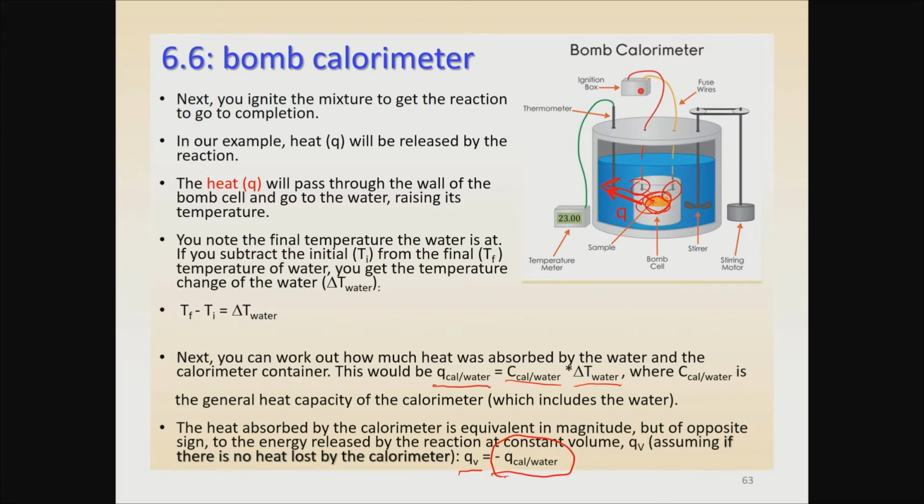One thing I want you to notice is that here we have heat described with a subscript V. The reason we're doing that is because we're doing this reaction at constant volume. And so to indicate we're looking at heat at constant volume, we write QV there.